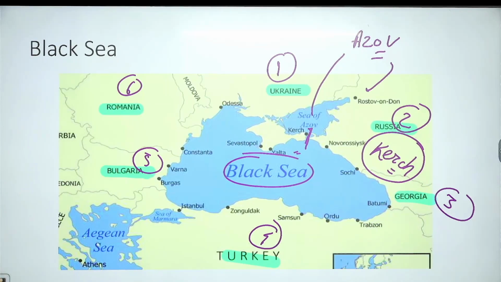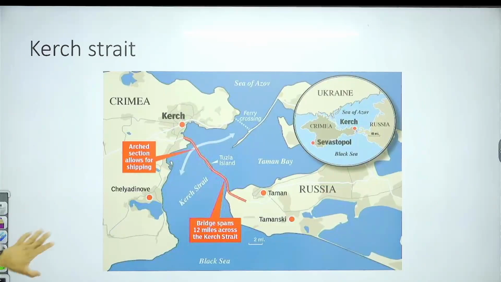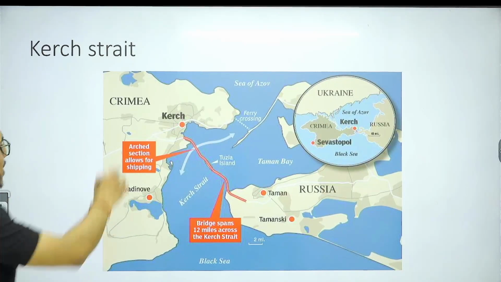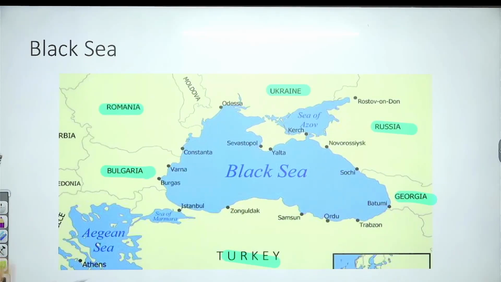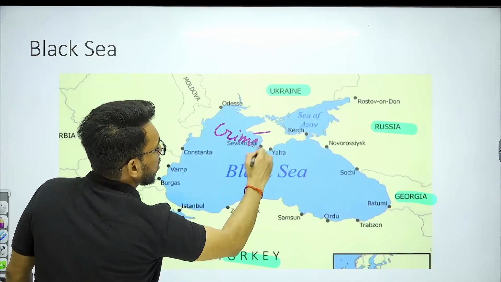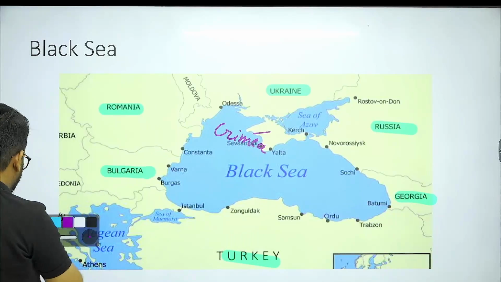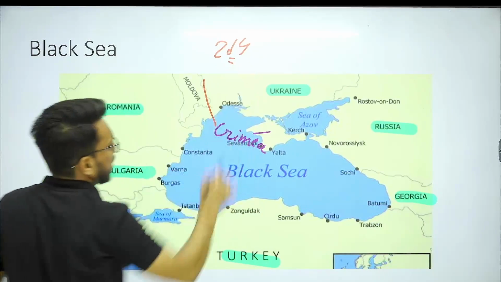It has also been in the news in the last 3 years. Why? Because this Kerch Strait is very important. Let's understand this. I'll show you. Now you see this. This is Crimea, the Crimean Peninsula. Crimea was captured by Russia in 2014.